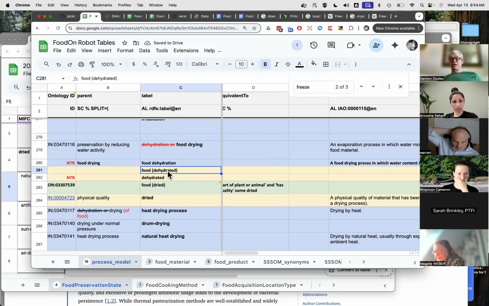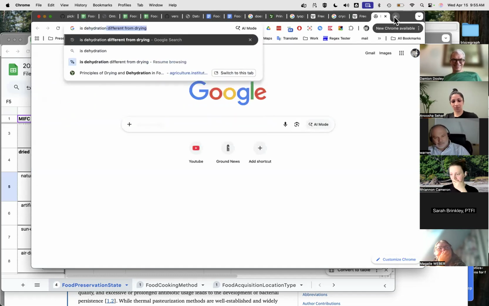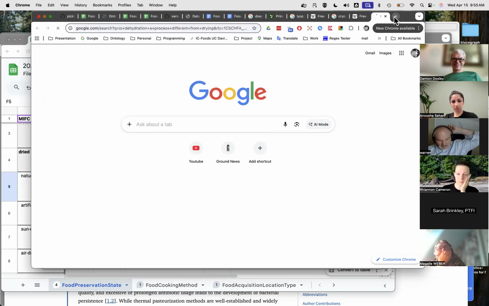Well, there's the process. So we're coming up with this name, dehydration, as a process, but is it a process or is it just a state also? I don't know. Is dehydration a process different from drying?